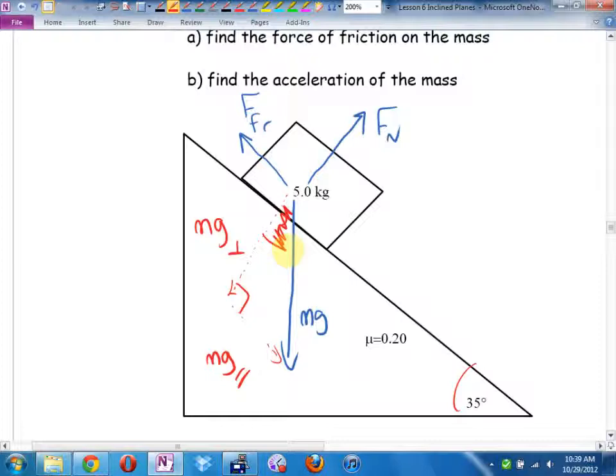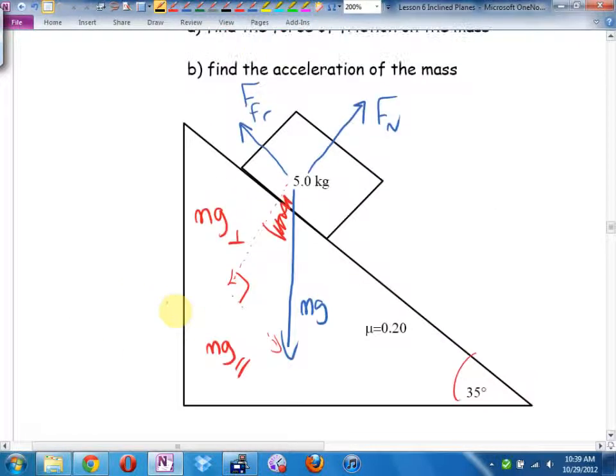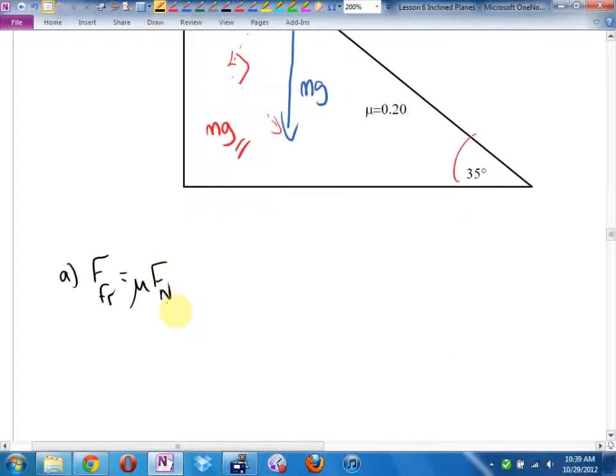What does A want me to find? Friction is what times what? Let's write that down. A, friction is mu times the normal force. I don't know the normal force. But I know another force exactly the same size as the normal force, and don't you dare say mg, because it's not. What's the same size as the normal force? Mg perpendicular. So it's mu mg perpendicular.